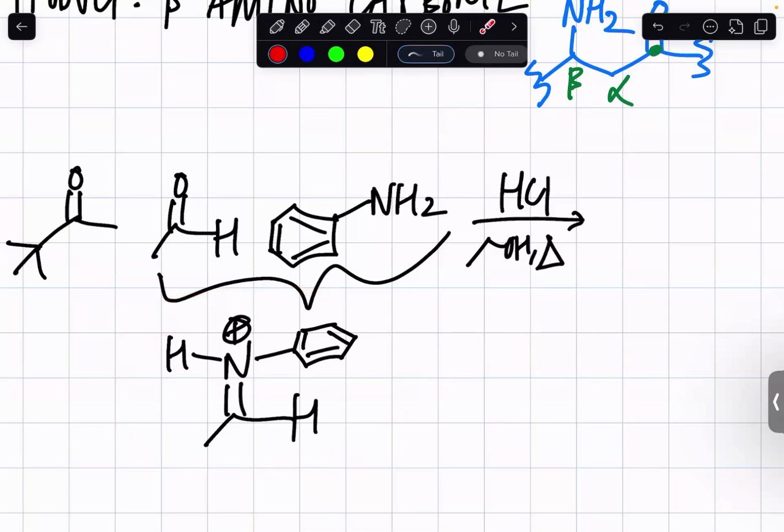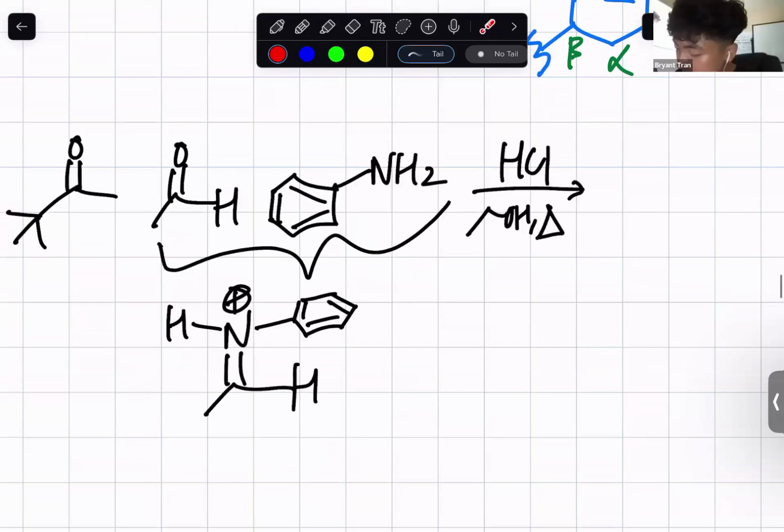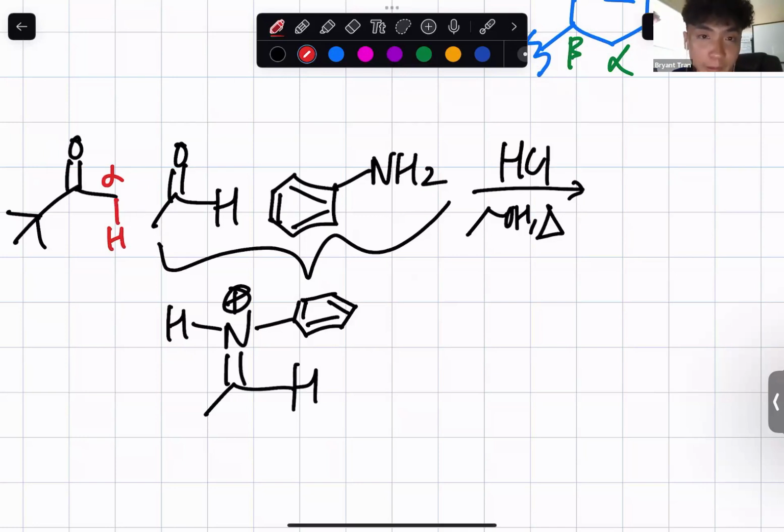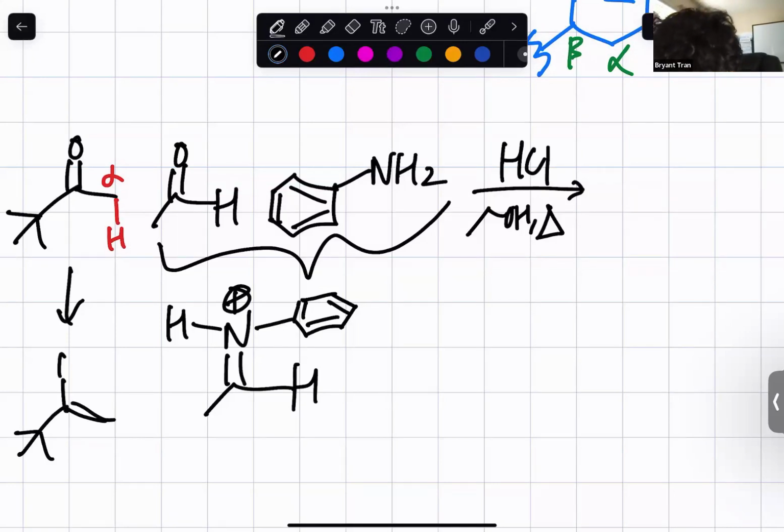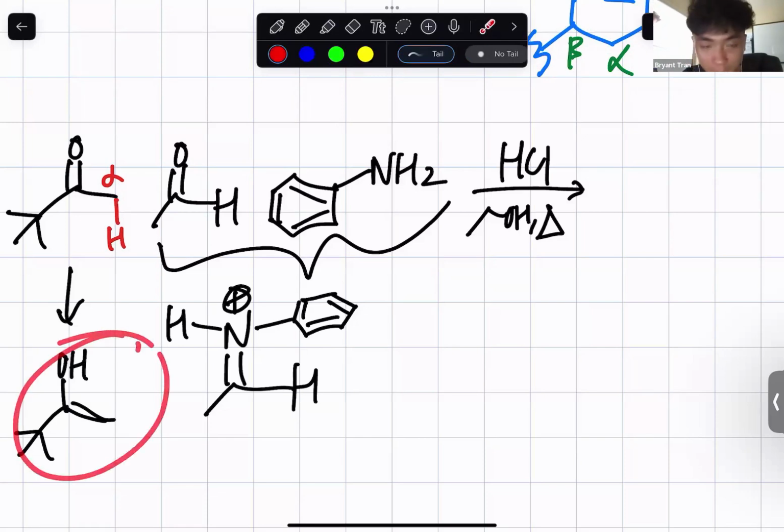Right, okay. Now, this ketone here is going to be the enol, right? And for a carbonyl to be an enol, it needs to have at least one alpha hydrogen. So if this is the alpha carbon, we see that that alpha carbon has three alpha hydrogens, but we only need one alpha hydrogen to make it into an enol. Like that, okay?